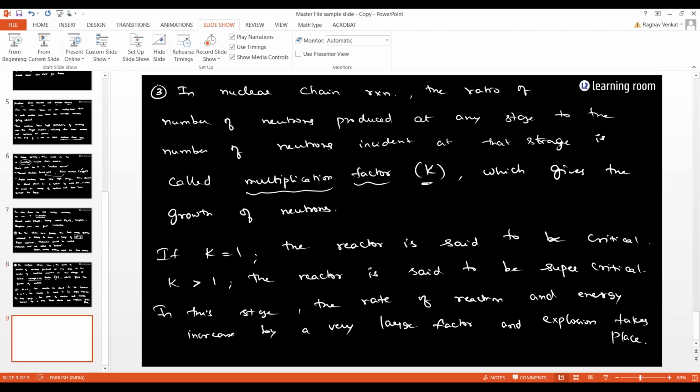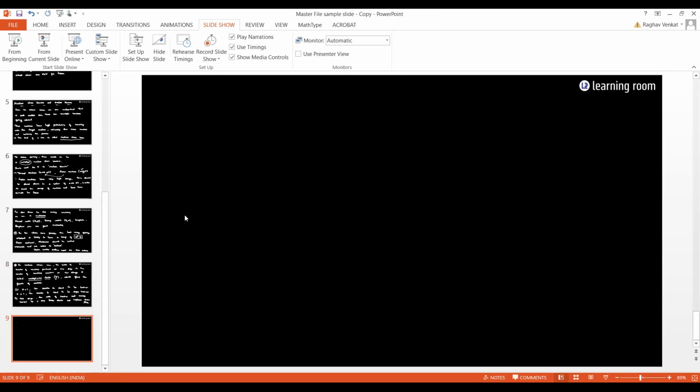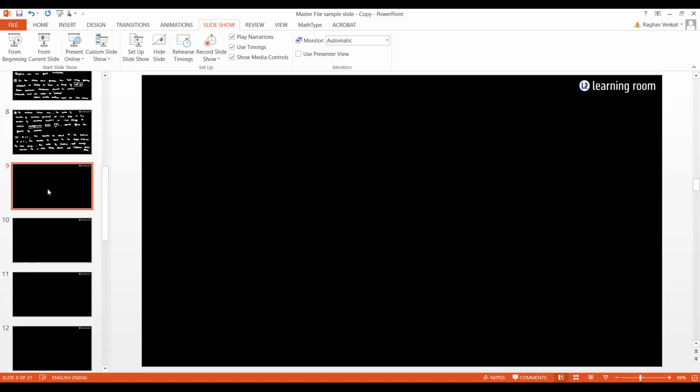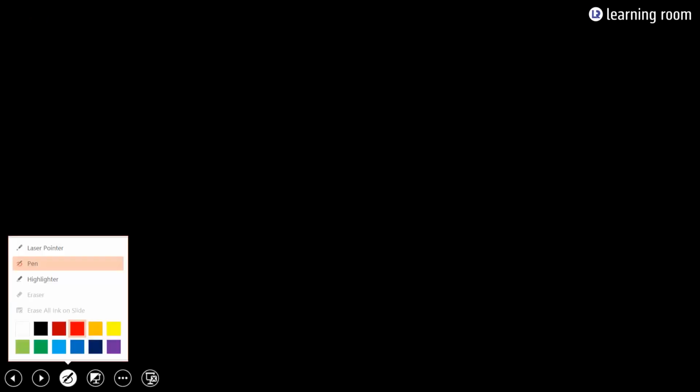Now the next question is, what if the value of k is less than 1? When the value of k is less than 1, what is going to happen? It is said to be in a subcritical state. In a subcritical state, the process gets slowed down.